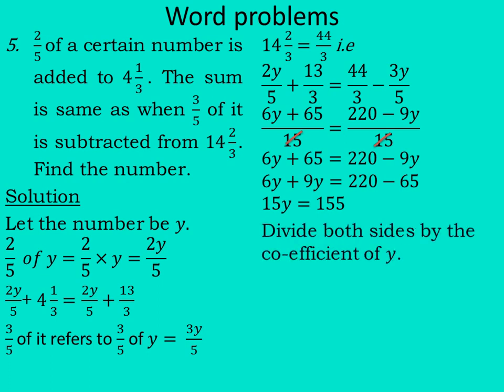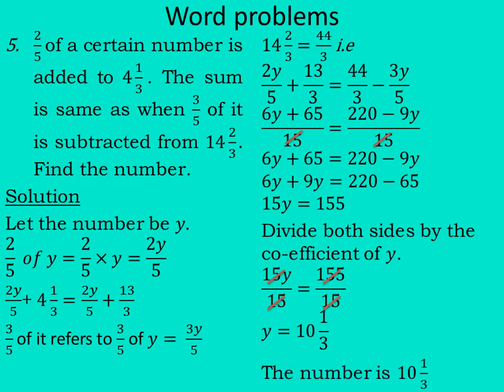So we divide both sides by the coefficient of y, and the coefficient of y here is 15. So we have 15y divided by 15 is equal to 155 divided by 15. We strike out the 15 divided by 15, that will be 1, and 155 divided by 15 will be 10 whole number 1/3. So the number is 10 whole number 1/3.